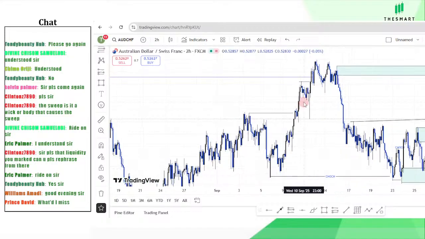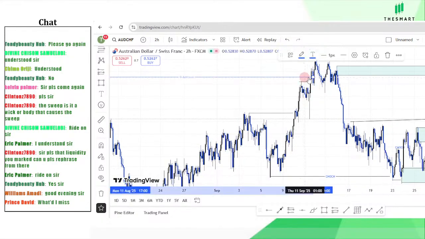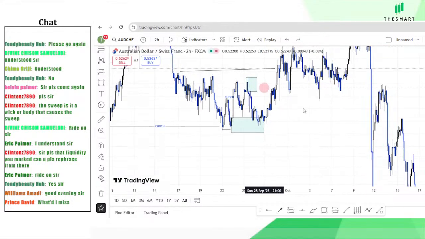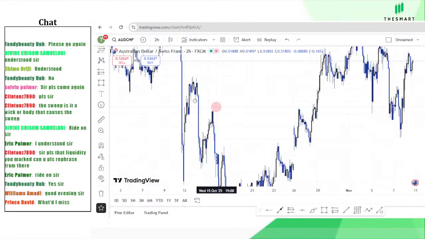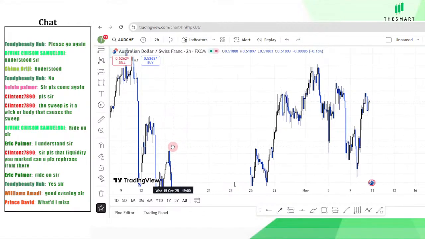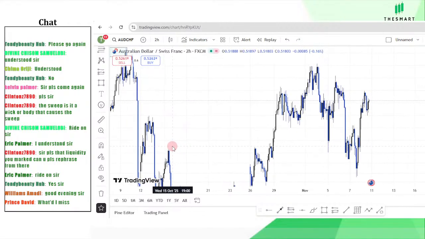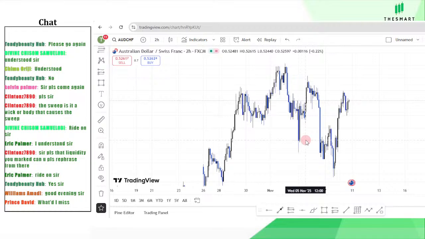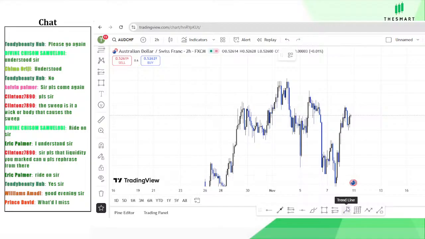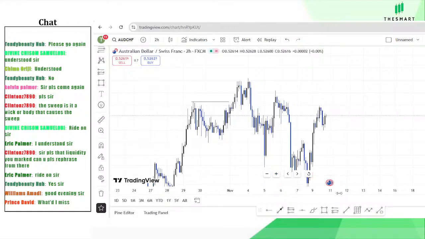Now, if you look at this, or let me draw something. I think we don't have any example. Okay, so this is what I want us to look at because we will see this in some cases. Look at this level here. See we have this break of structure. And after having this break of structure here, see we have this high.